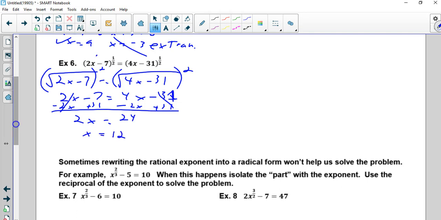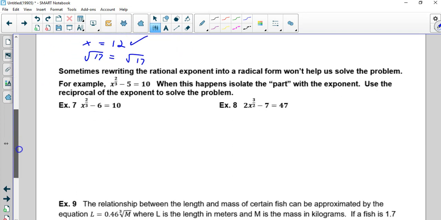I need to plug that back in here and here. 2 times 12 is 24. 24 minus 7 is 17. So we have the square root of 17 equal to, let's see what we get. 12 times 4 is 48. 48 minus 31 is also 17. We could turn that into a decimal, but why? If radical 17 is definitely equal to itself, that means 12 is a correct answer, not extraneous.